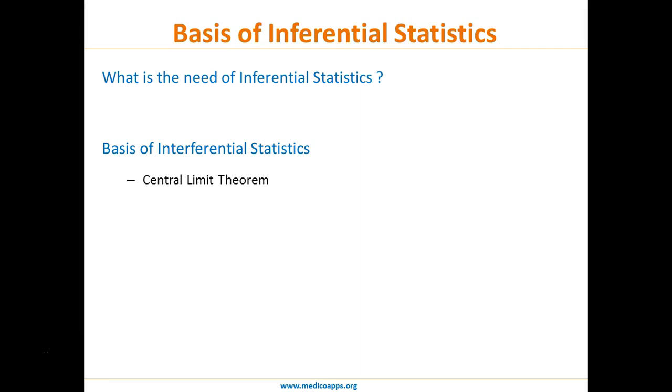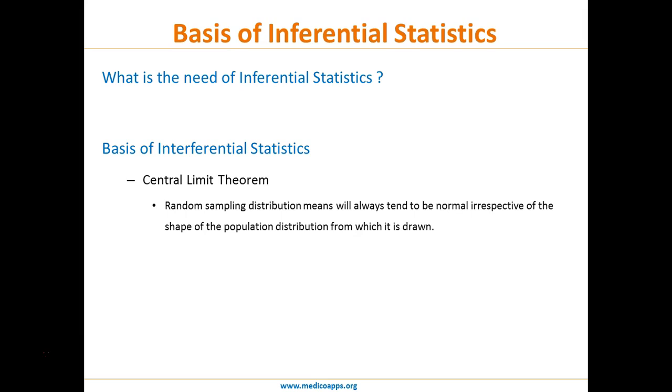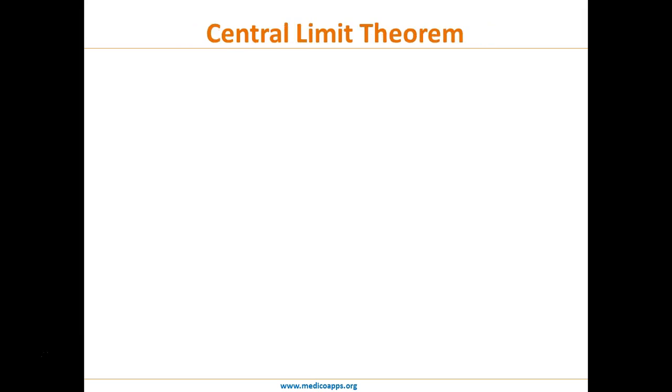What is central limit theorem? Central limit theorem actually states random sampling distribution means will always tend to be normal irrespective of the shape of the distribution from which it is drawn. Again, I'll try to repeat and let's see if we understand. Random sampling distribution means will always tend to be normal irrespective of the shape of population distribution from which it is drawn. Now I know what you will be thinking. You will be thinking, what does it mean? So let's see an example, the best way to learn.